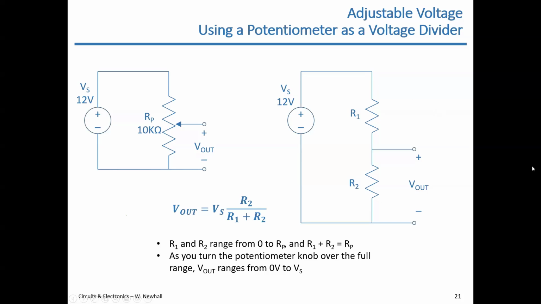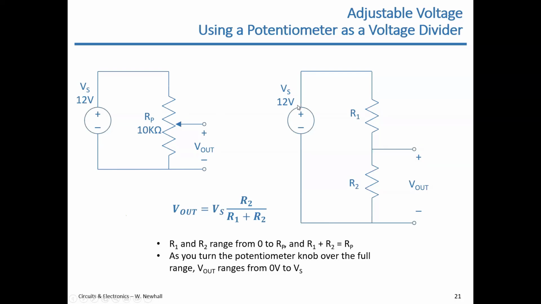Okay, so someone asks, this is a good question. Is the current also affected by the potentiometer? Let's suppose that you don't have anything connected to the output here. As I turn that potentiometer's knob, R1 and R2 still equal 10K ohms. So you're going to have 12 volts divided by 10K ohms flowing out of the source, down through R1, down through R2, and up into the source.